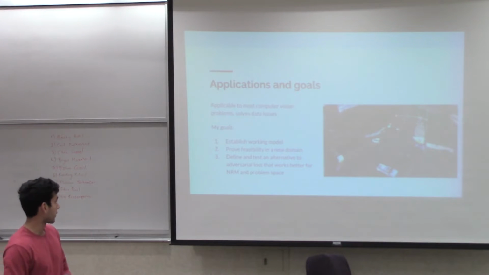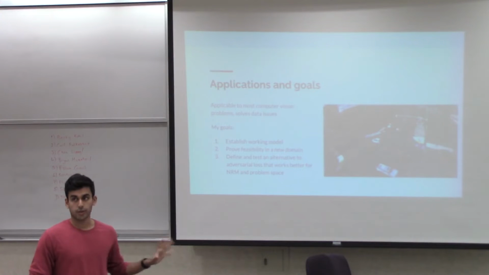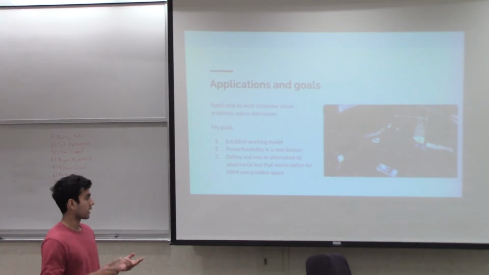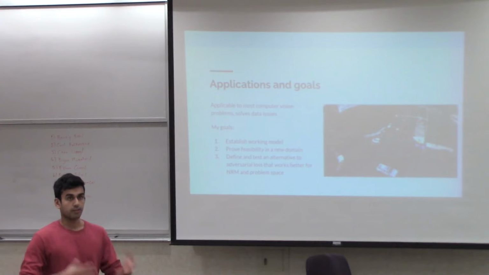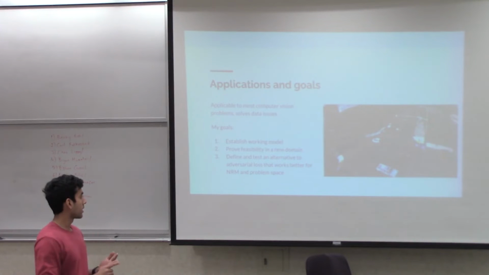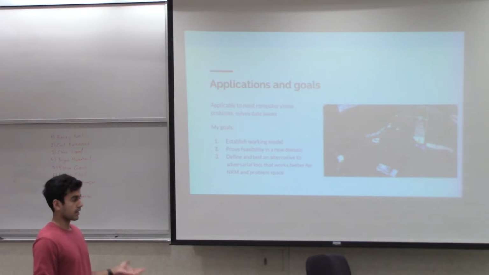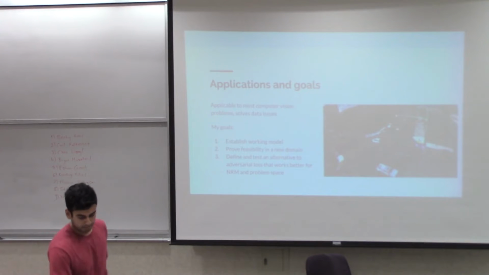And finally, to further the research for DRGANs, I'd like to define and test an alternative to adversarial loss that works better for the neural rendering model and for the general problem space. Ideally one that can take the geometry of the data into account, that can better understand the latent variables, or can maybe even work with temporal timescales, as I have video data of these intersections.